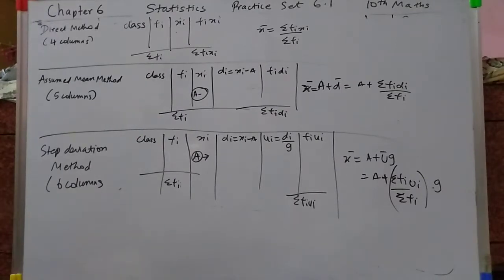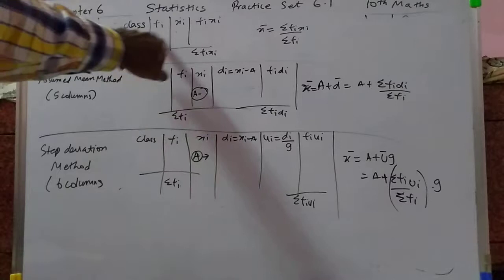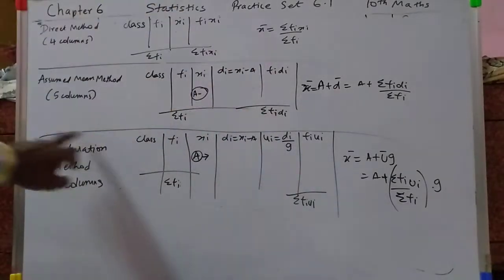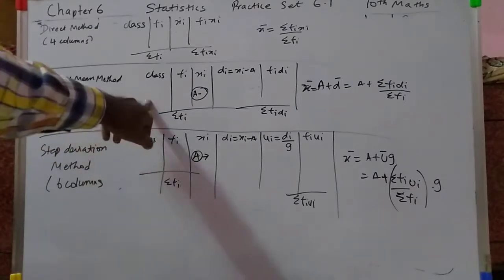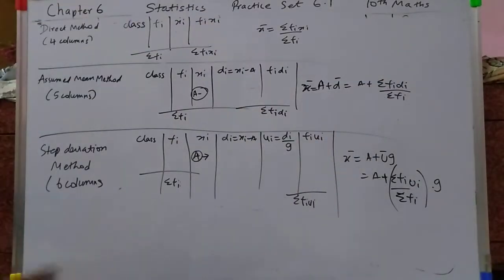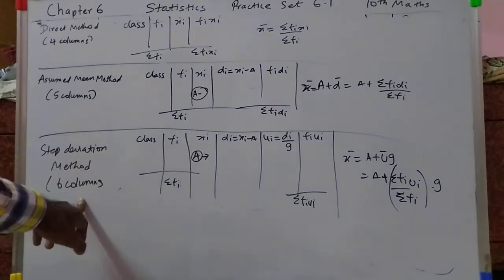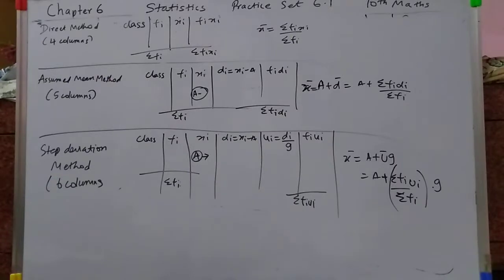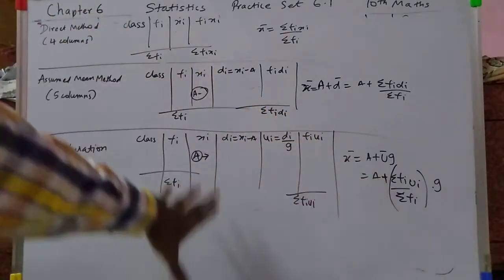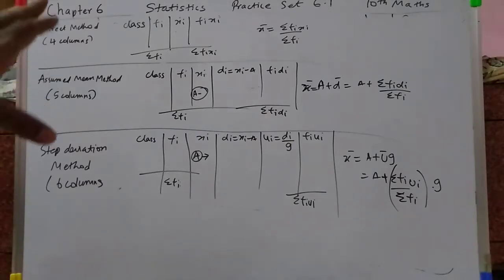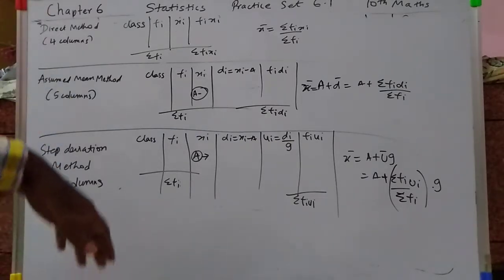Okay, student, this is the formula. Direct method: 4 columns, 1, 2, 3, 4. Summation of f, summation of fx formula. Assumed mean method: 5 columns, and A will come from class mark. Okay, this is the formula. Step deviation method: 6 columns. You can divide by G, we saw last problem, GCD. This is the formula. You have to remember for mean. Okay, now let's do the problem.